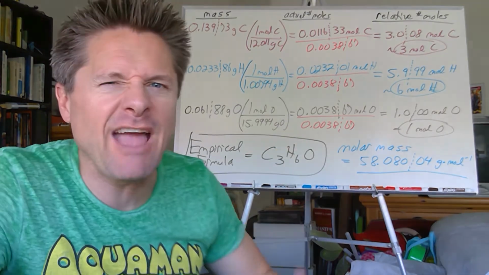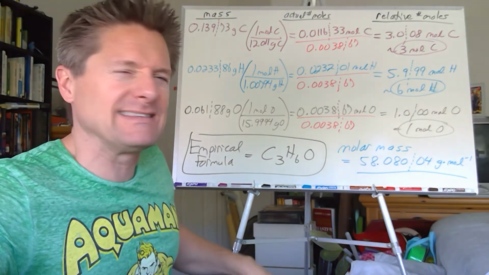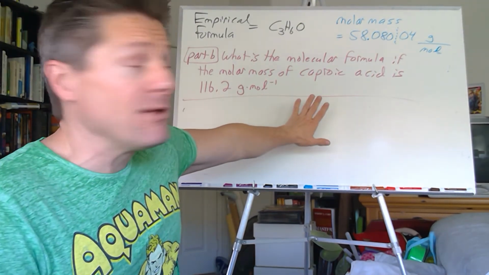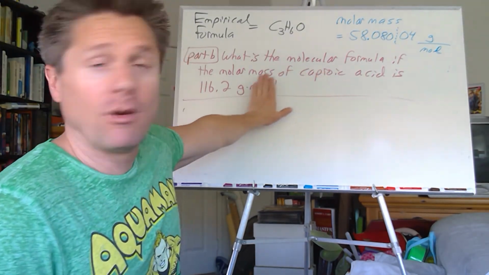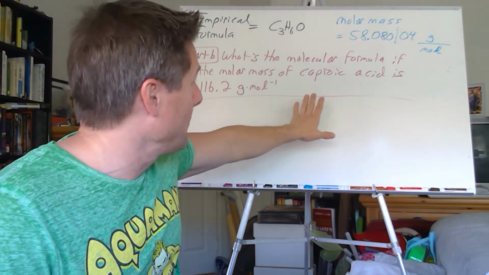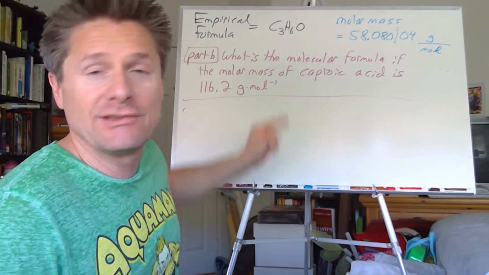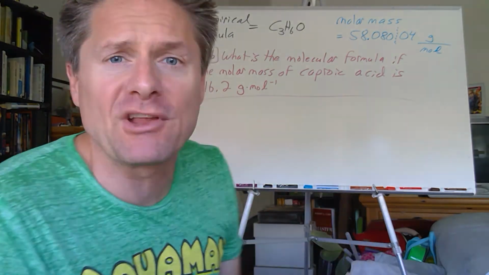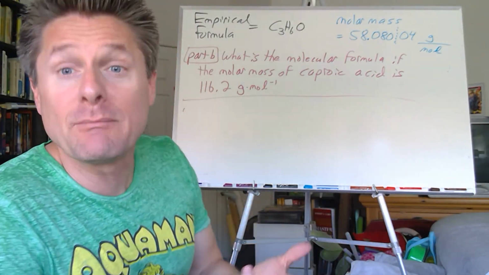I'm going to obviously have to erase my board. It's all full of goodies. All right, I just summarized part B real quick. What is the molecular formula, if the true molar mass of caproic acid is 116.2 grams per mole? I think I stated it was determined in a separate experiment, and again, usually by mass spectrometers.